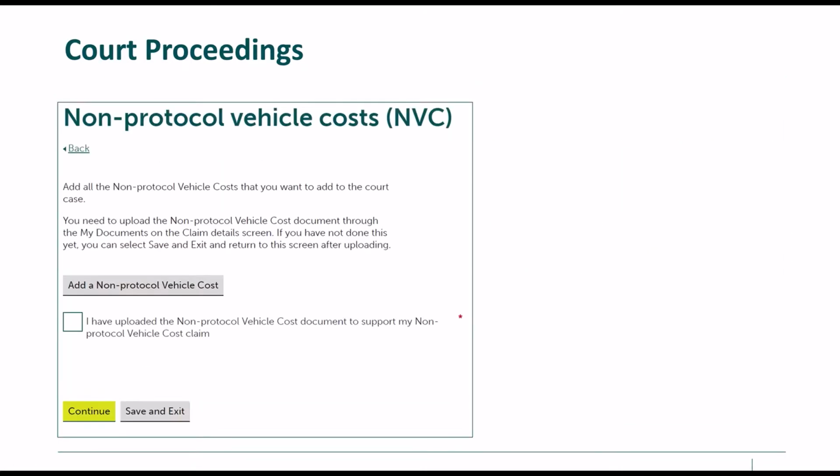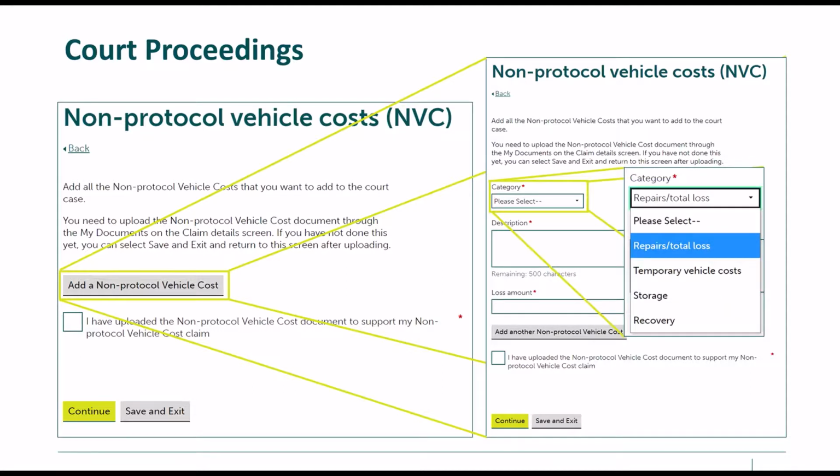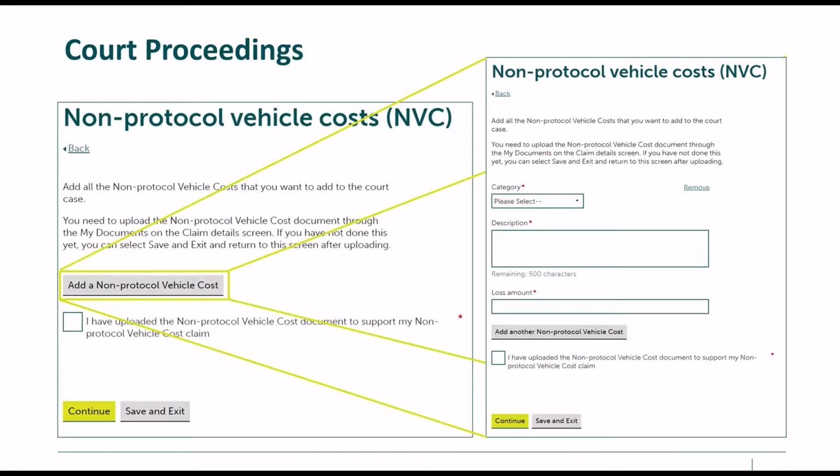The customer is now asked to add all of the costs they wish to claim back for NVC and are informed that they will need to upload all relevant NVC documents through their claims dashboard. They can do this by pressing Save and Exit, add in the documents, and then returning to this screen. While adding the costs they wish to claim, they are provided with the drop-down shown. Then they will need to add the description of the cost and the full amount. They can then continue to add all costs that are required.